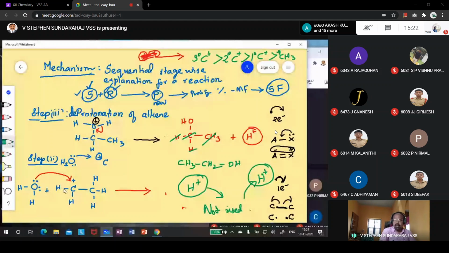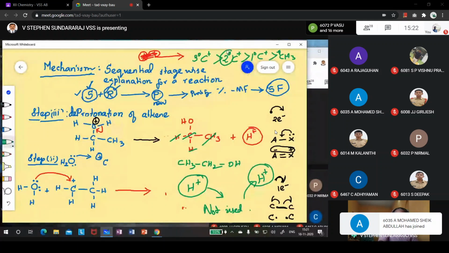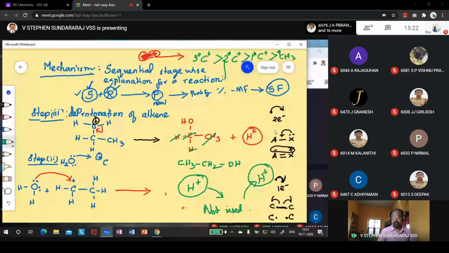So you will get two possibilities of carbocation. One will be secondary, one will be primary, and definitely secondary is more stable. So you leave the primary and proceed with the secondary in doing the mechanism. Okay, so all of you write the mechanism, not now. Take it as a home assignment. Now let us move on.